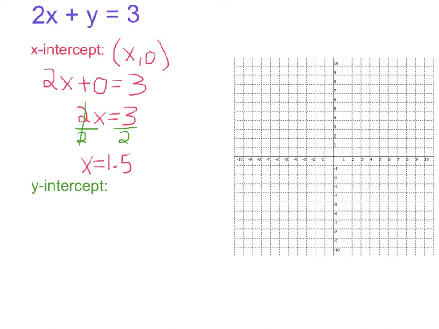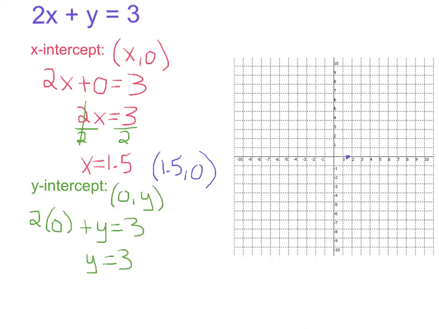If you plug 0 in for y, you should get that x equals 1.5, which means the x-intercept is at 1.5, 0. And then when you plug 0 in for x, you should get that y equals 3, which is the point 0, 3. So if you plot that point 0, 3, and then you can connect the two intercepts and extend the line to graph your full equation, 2x plus y equals 3.